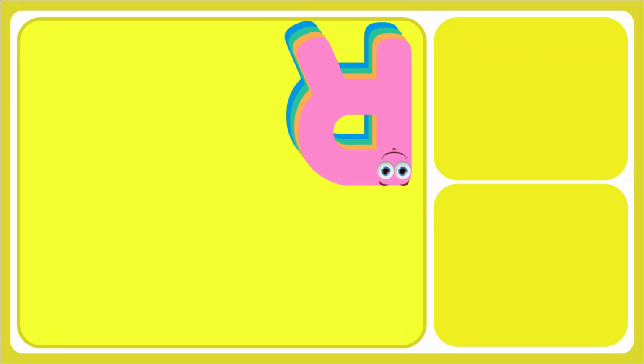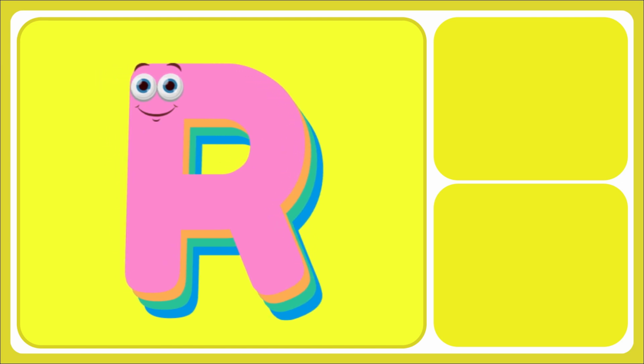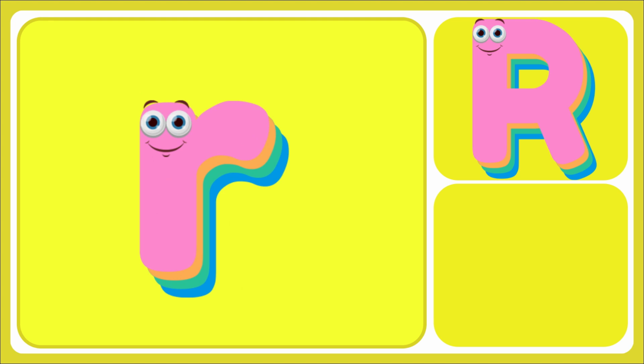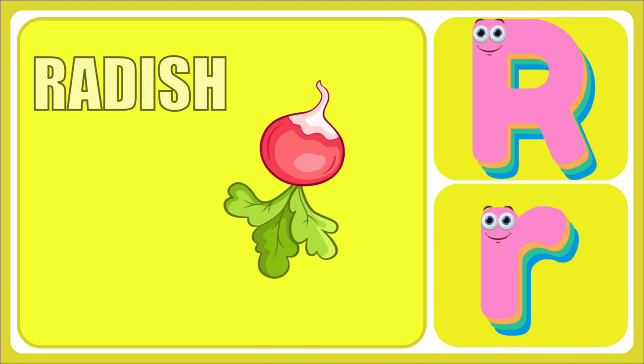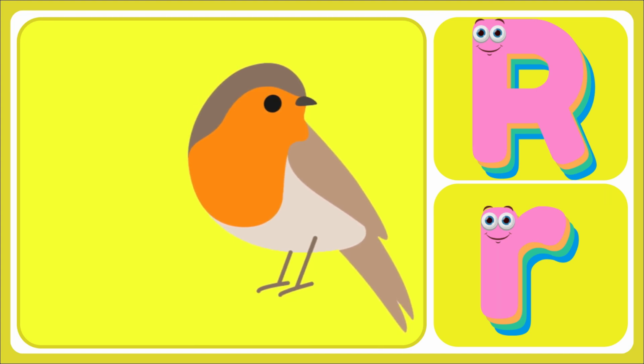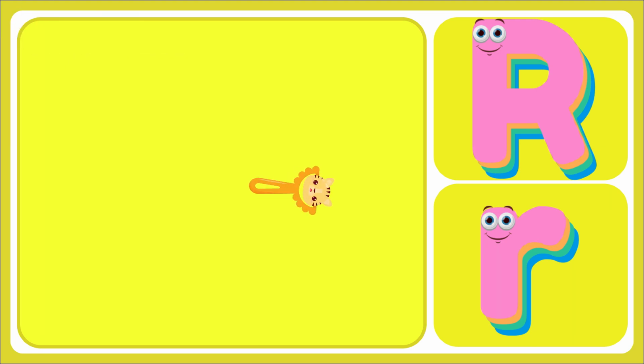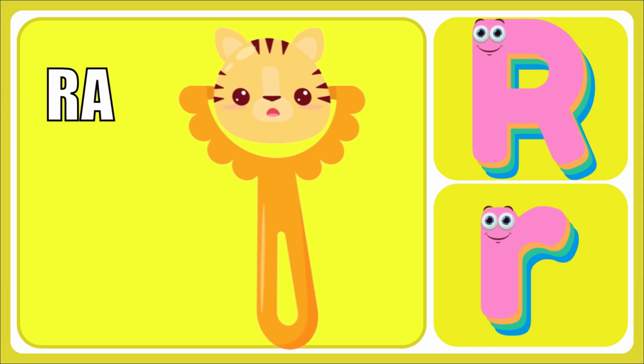Today we will learn alphabets and their sounds. Have you ever seen the letter R? Hi, I am letter R. And my sound is ra, ra, ra. And the words that start with me are radish, ra, ra, radish. Robin, ra, ra, robin. Rattle, ra, ra, rattle.